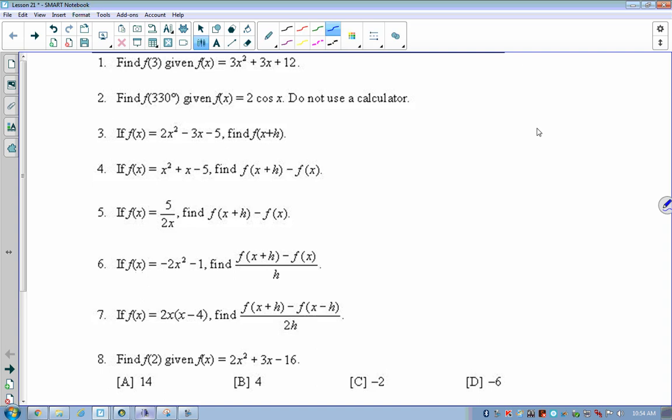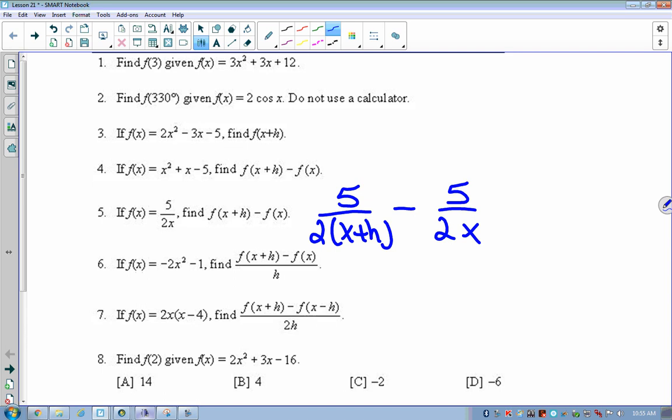Okay, number 5. We have f of x equals 5 over 2x. We want to find f of x plus h minus f of x. Same scenario, but now we're dealing with division. So we start off with 5 over 2 times x plus h minus f of x. So minus 5 over 2x, right? Now I have two fractions. In order to subtract them, what do I have to have? Common denominator, okay?